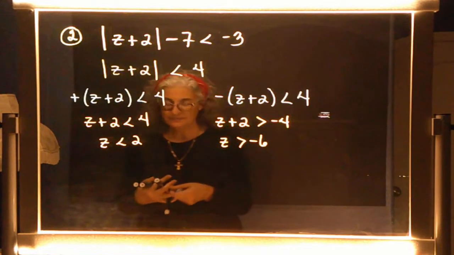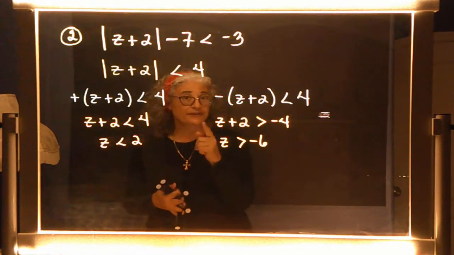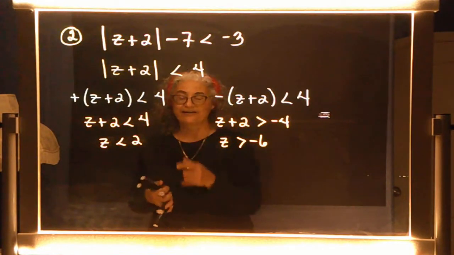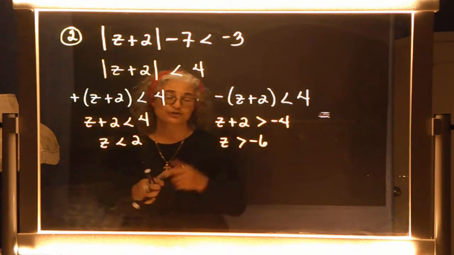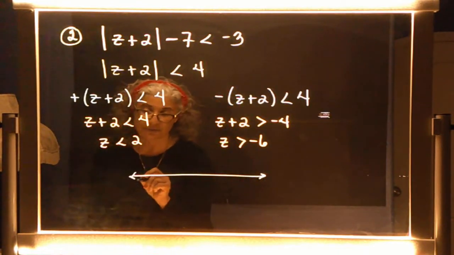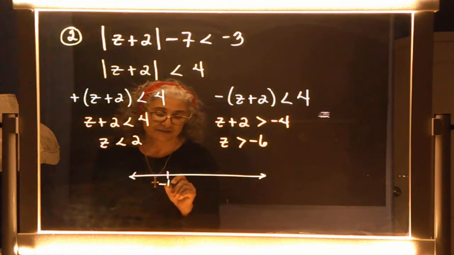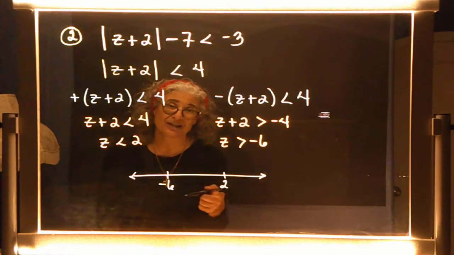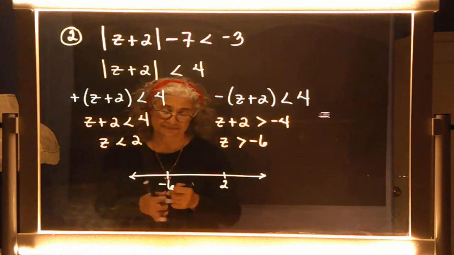Agreed? Okay. They want the answer written in interval notation, so what do we got to do? Yes, graph it. Whether they tell you to or not, you should always graph it. Remember, interval notation is best read from the graph. So I have -6 and I have +2. Remember, this is still a number line, so you better put the numbers in the right order.